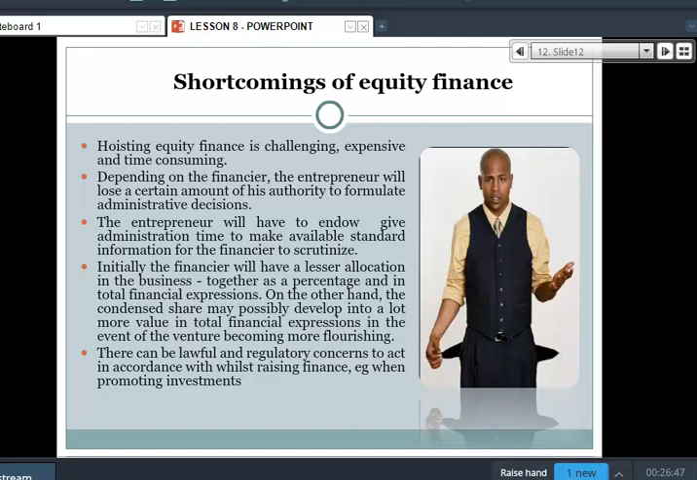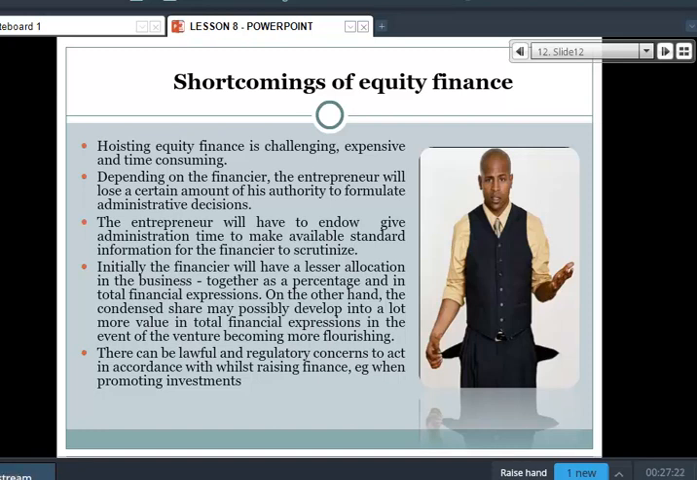What is the shortcoming of the equity finance? Hosting equity finance is challenging, expensive, and time consuming. Of course, if you want to arrange with the capitalists, the joint ventures, the supporters, those people who will invest in your company, it is time consuming. It's challenging and a bit risky, and it involves your own capital.